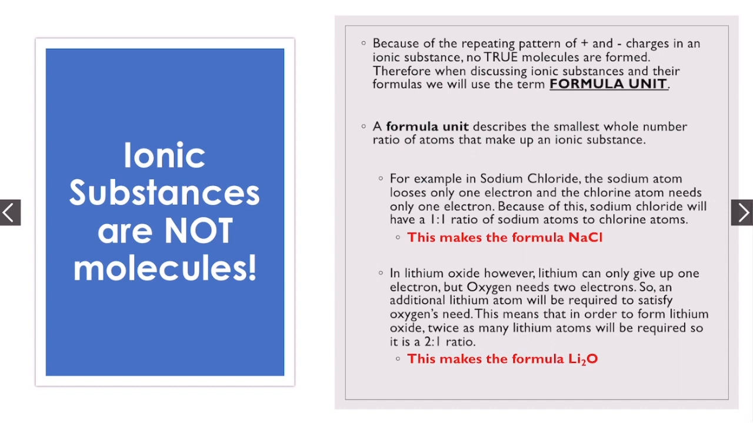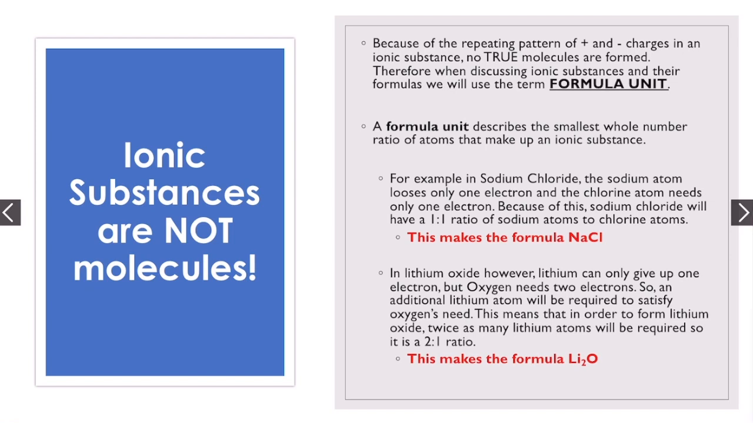All right, so ionic substances, they're not molecules. Because of that repeating pattern of positive and negative charges in an ionic substance, no true molecules are formed. Therefore, when discussing ionic substances and their formulas, we're going to use the term formula unit. And a formula unit is the smallest whole number ratio of atoms that make up an ionic substance.